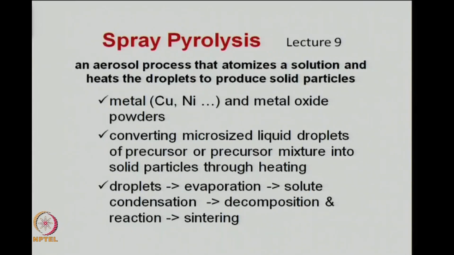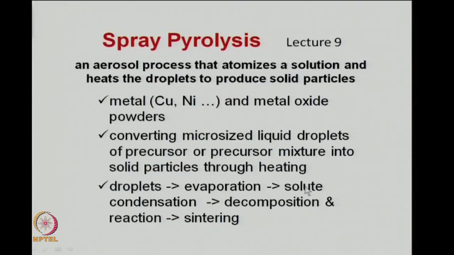You use this method to get fine powders, nanoparticles of many metals and metal oxides, and it has been used in a very big way to make nanostructured materials at industrial scale. So, the process basically involves droplets which have to be evaporated, and then the solute condenses and then decomposes during a reaction, and then you sinter if you want to increase the size of the particle.